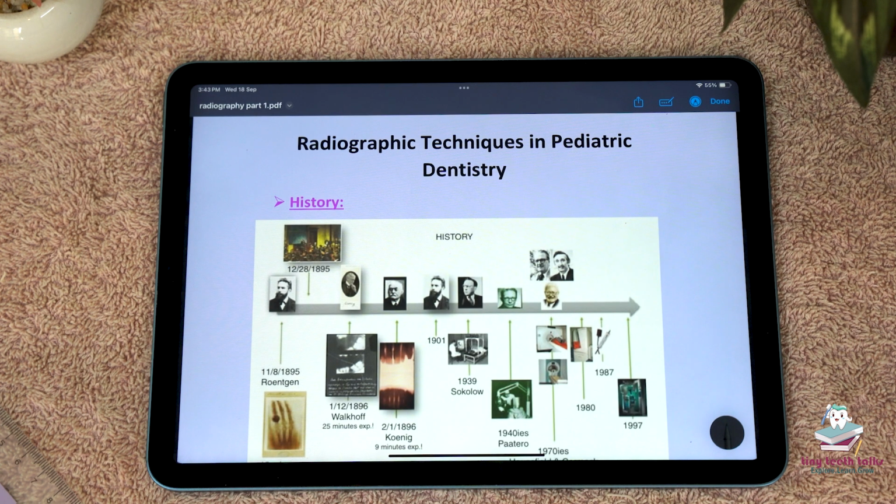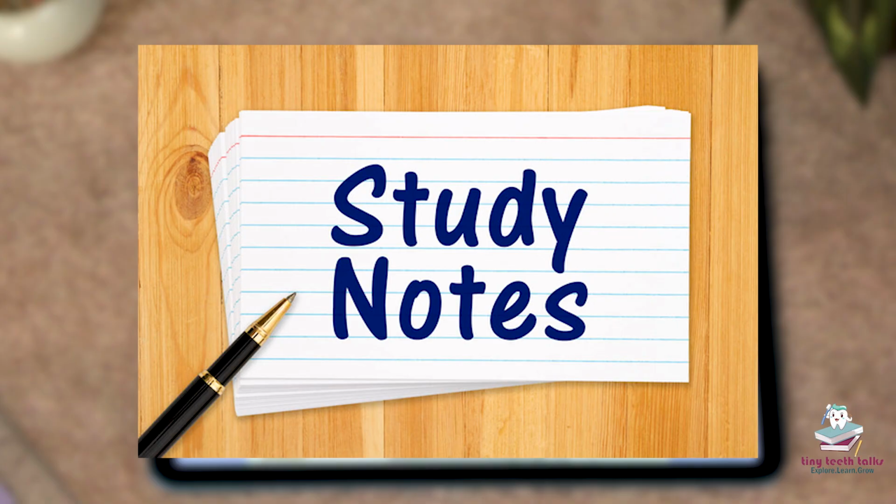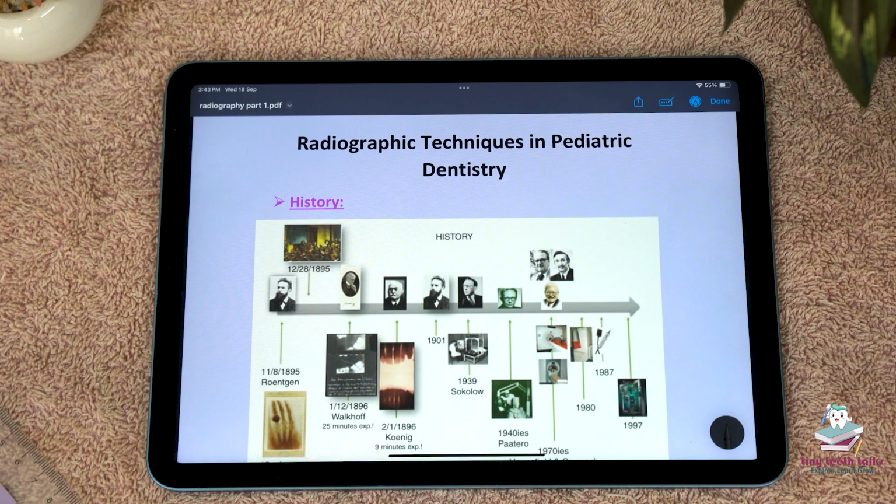Radiographic examination is an essential part of the diagnosis of dental disease. You might already have learned about it in oral radiology, but I am covering it in a way that you get notes with explanation, which is easy to remember, and some important things to keep in mind in pediatric dentistry. The question is radiographic techniques in pediatric dentistry.